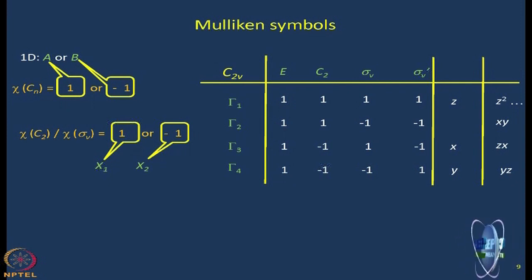Yz and xz are very easy because z is 1 1 1 1. So, yz and xz will belong to the same irreducible representation as, what did I say? Xz and yz will belong to the same irreducible representation as x and y respectively.